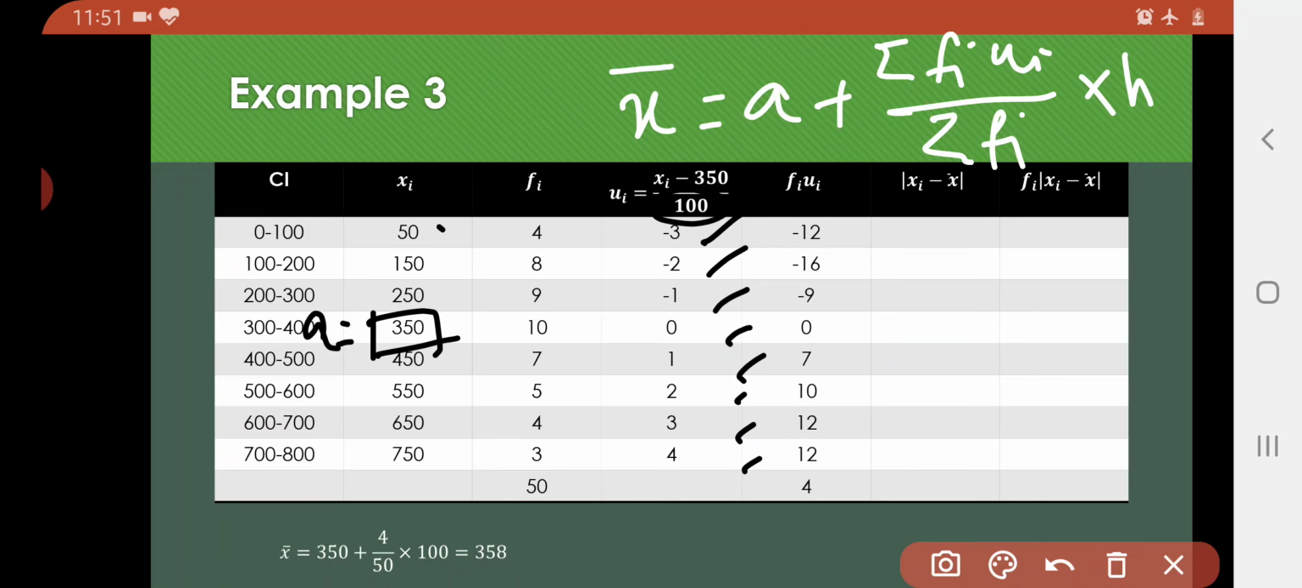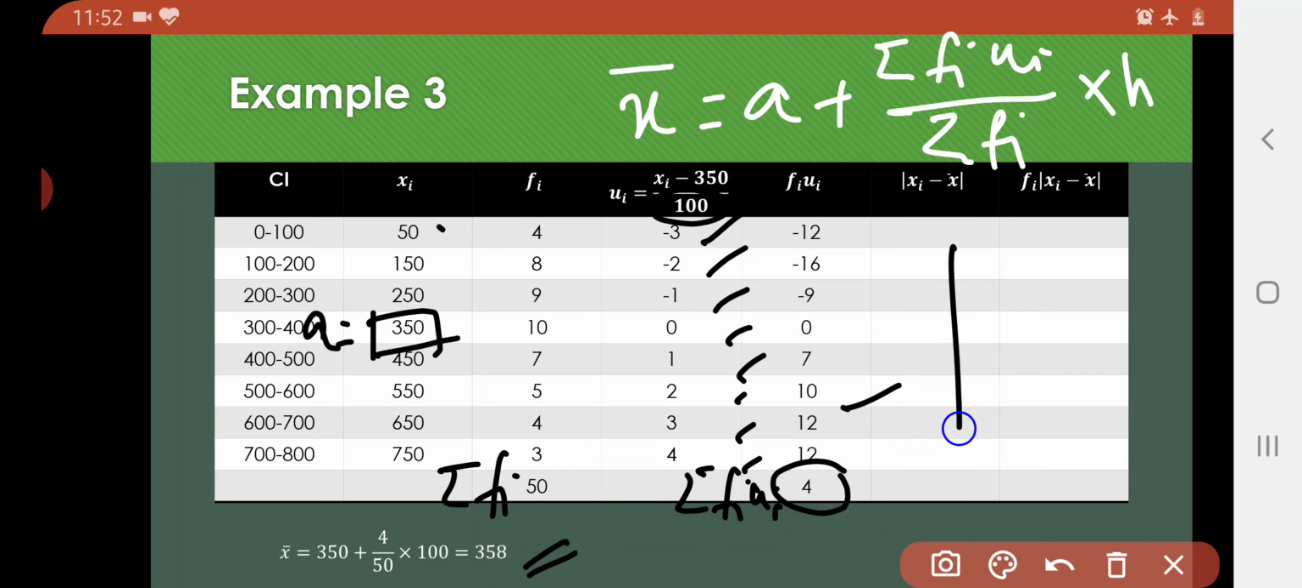And then again, you multiply it with corresponding frequencies and you get this column, and this is the sum. So this is your summation fi ui. And this is the total sum of the frequency, so this is your summation of fi. Fine. So now put all these values in the formula and calculate. So this is your mean. Fine. Now I need this mean to calculate this column and this column. So let us calculate.